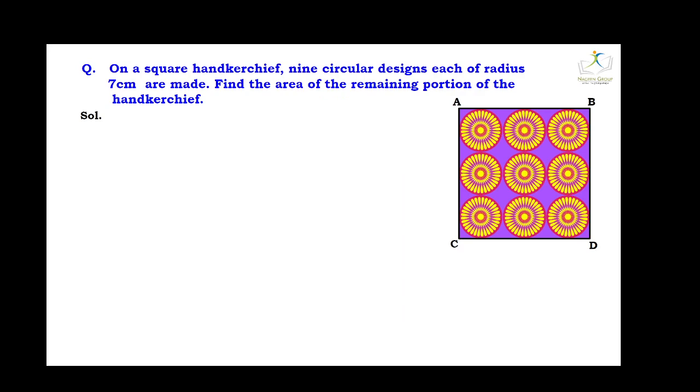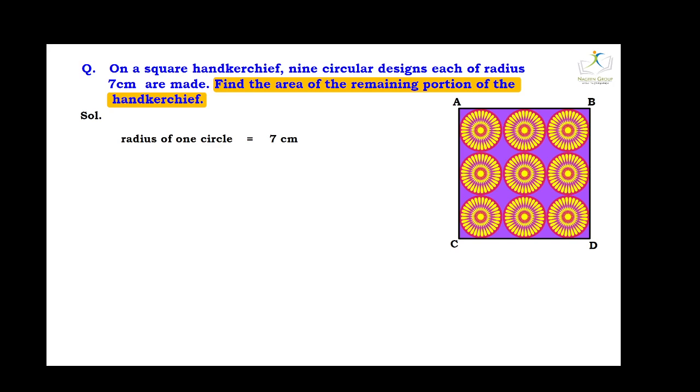On the square handkerchief, 9 circular designs, each of radius 7 centimeter, are made. Find the area of the remaining portion of the handkerchief. Okay, so very interesting. So remaining area, how to find remaining area? That will be pink in color. Okay, how to find it?